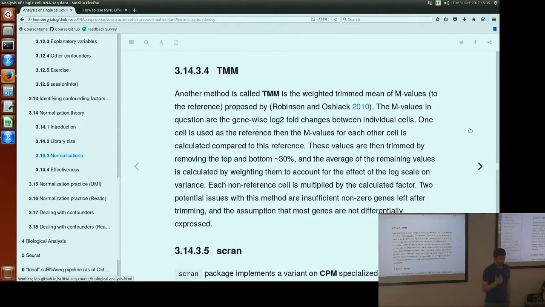As with other methods coming from bulk, we have the potential issue that if there are insufficient non-zero genes left after trimming, then we might not get sensible results, and we make that assumption that most genes are not differentially expressed. In the case of bulk samples, that's a pretty safe assumption to make. You could imagine situations where if we had very distinct cell types with very distinct gene expression repertoires, then maybe that assumption is not so safe in certain single cell expression settings.